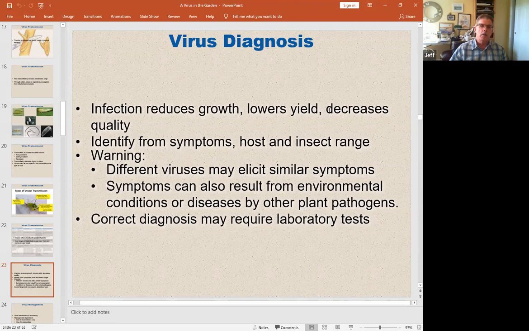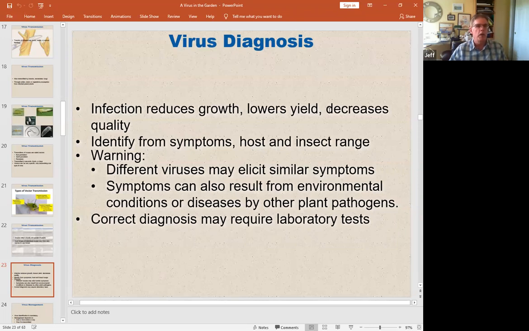And the insect that transmits the virus, if it is an insect-transmitted virus, may only transmit one virus. In that case, it's pretty easy. You have the host, you have the insect, it must be this virus. So you see how a diagnosis might go.